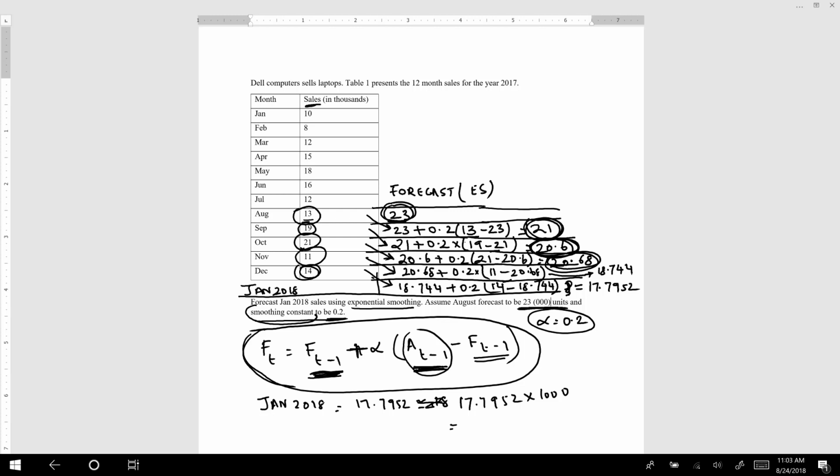So this is going to give us 17,795.2, so 17,796 units.